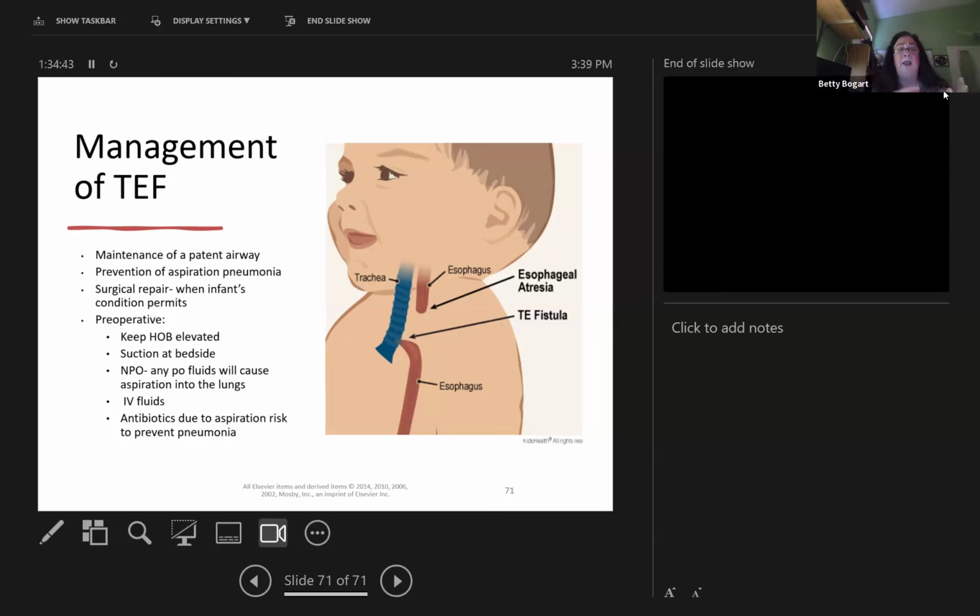We're going to have them on IV fluids, and because they still swallow their own spit and they're still going to be having little mini aspirations, we're going to be giving antibiotics pre-op. Pyloric stenosis, we don't need antibiotics. You're not aspirating. The tracheoesophageal fistula, you need antibiotics because you have aspirations.